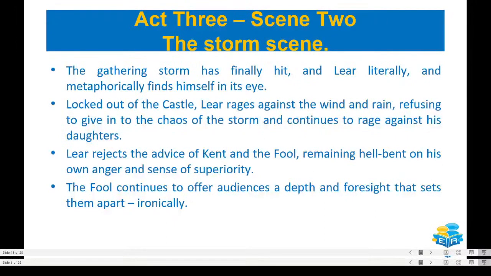The Fool then continues to offer audiences a depth and foresight that sets them apart. And that dramatic technique there is dramatic irony. It's ironic that the court jester, this class clown, the Fool, is actually giving a commentary to the audience. He's commenting on how mad Lear has become. In many ways for an audience, he speaks the most sense or the most truth. He speaks a truth that the other characters either don't want to or aren't capable of. And being the Fool, there is that irony there.